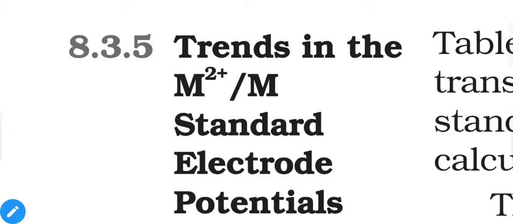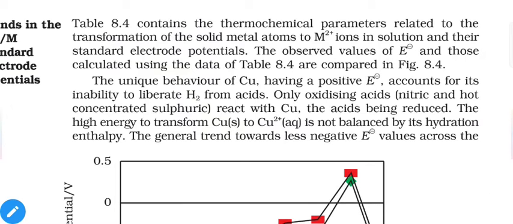Next point, trend in the M2+/M standard electrode potential, that means +2 to 0 oxidation state, or reduction. So this is reduction potential. In table 8.4, thermochemical parameters related to the transformation of solid metal atoms to M2+ ions in the solution and their standard electrode potentials are mentioned. So you can compare those values with this table or graph mentioned below.